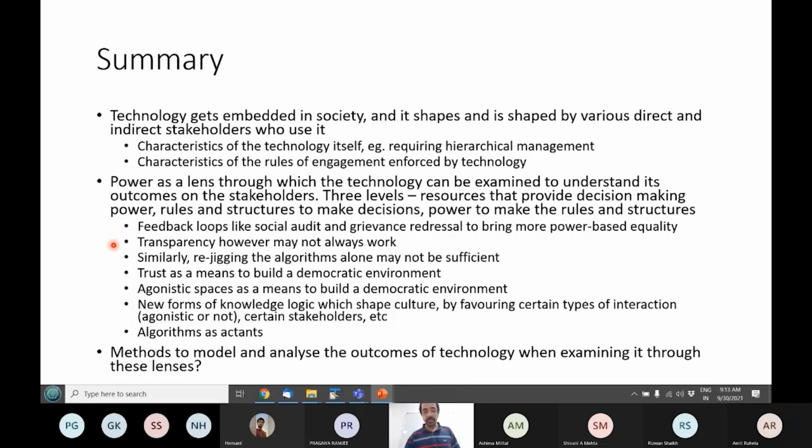You need transparency, but that alone may not always be sufficient. Similarly, just changing the algorithms may not always be sufficient. You need environments which are trustworthy and agonistic, and you also need to take care that the algorithms or the knowledge of the algorithms is not elevated to that extent that it impacts your ability to change these rules. So think more on these points, because conceptually, they will have a wide implication on how technology changes these relationships among people.